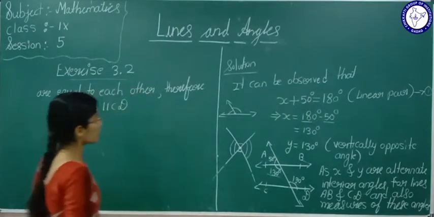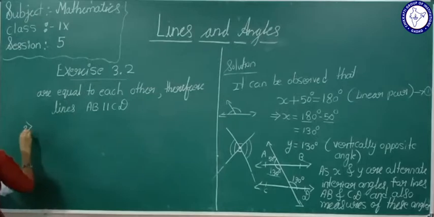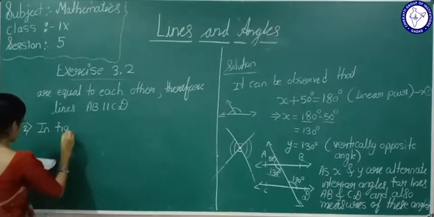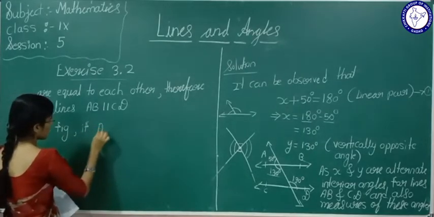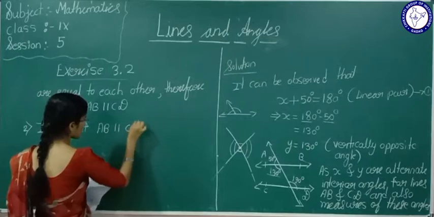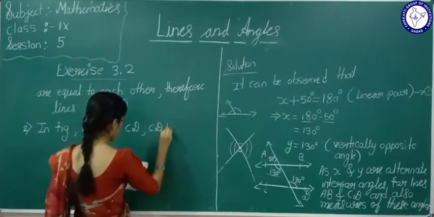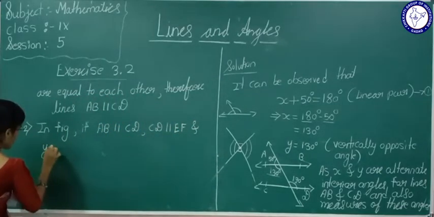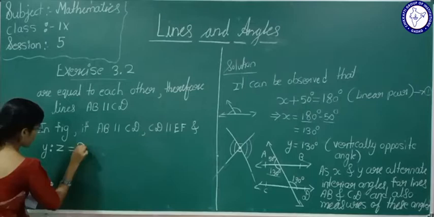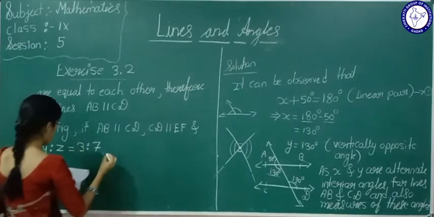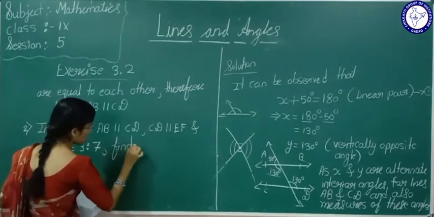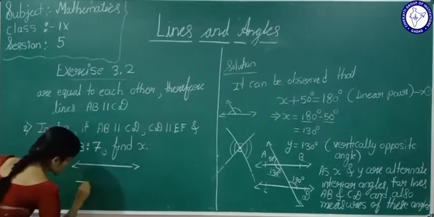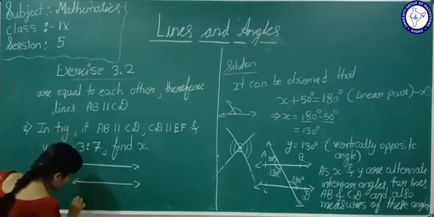Okay, now we will go for problem number 2. See, problem number 2 tells us that in the figure, if AB is parallel to CD, CD is parallel to EF, and Y is to Z is equal to 3:7, find X. The given figure I am drawing here.